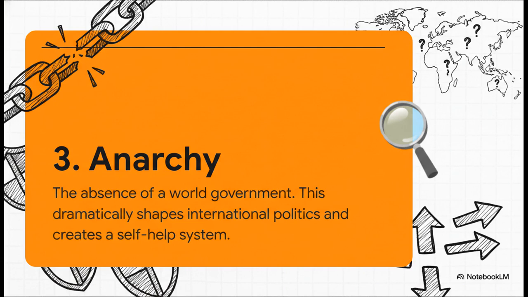Now, here's where things get really interesting. You take those first 2 principles and you drop them into the world of international politics, which is defined by the 3rd principle, anarchy. And this is so important. Anarchy does not mean chaos and disorder. In IR, it just means there's no world government. There's no 911 to call if another state attacks you. This creates what's called a self-help system, where every state has to look out for number 1.